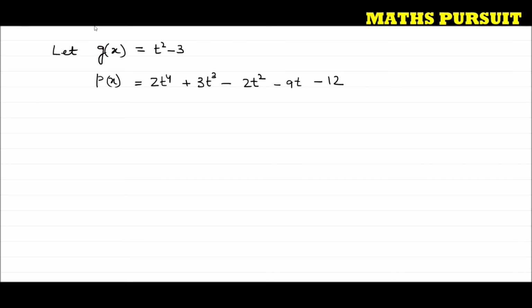Now what we need to do? We need to divide p(x) with t to the power 2 minus 3, so that if the remainder is 0, then we can conclude that g(x), the polynomial g(x), is a factor of the polynomial p(x).